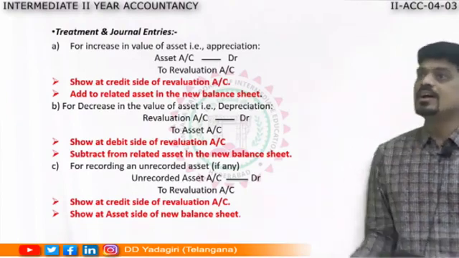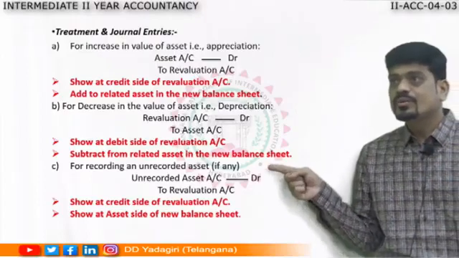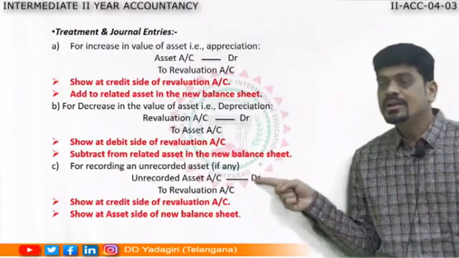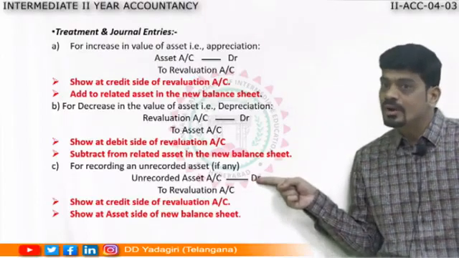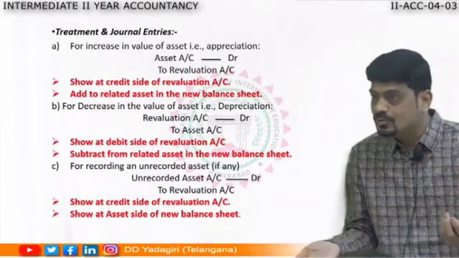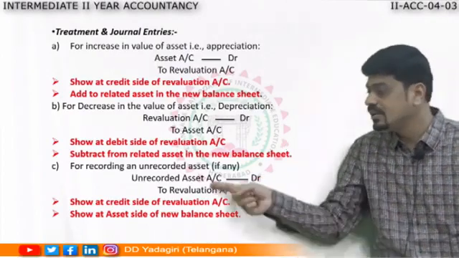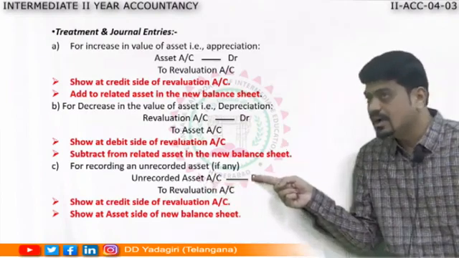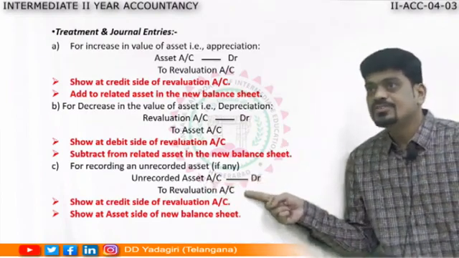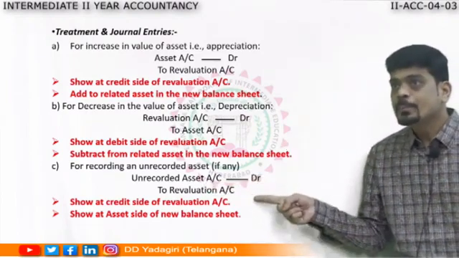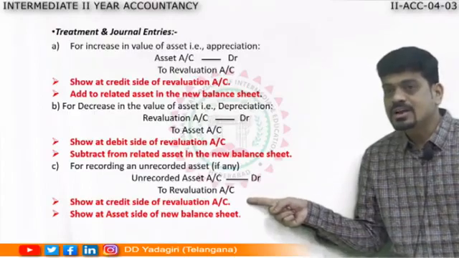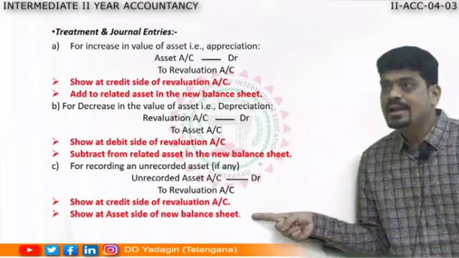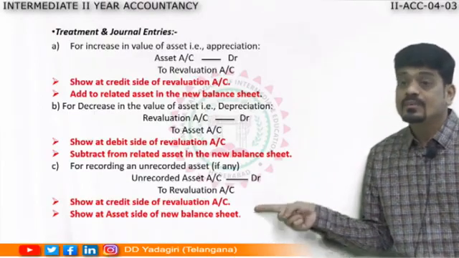So whenever there is an unrecorded asset, we'll write the entry for the unrecorded asset. Why? We forgot the asset. We are bringing it into the books, so the value of assets is increasing. So the unrecorded asset account is debited to the revaluation account. What is the effect? We'll show it on the revaluation account credit side and the balance sheet asset side.